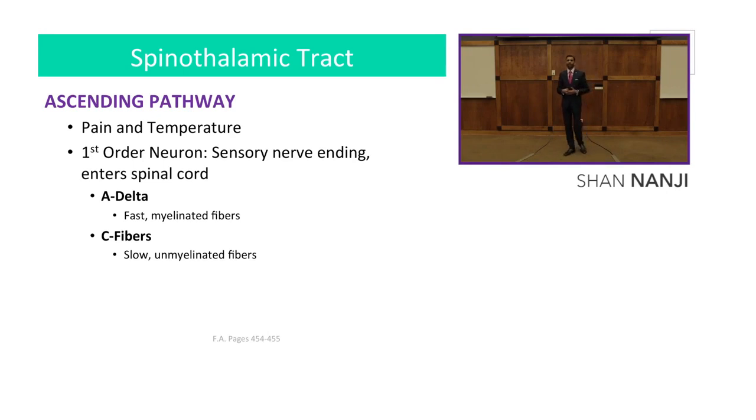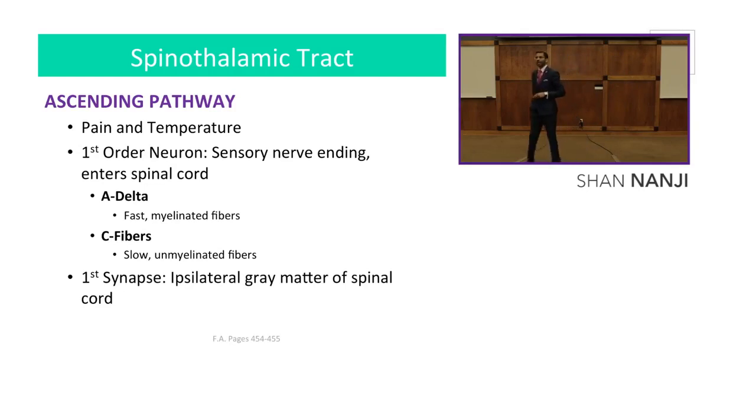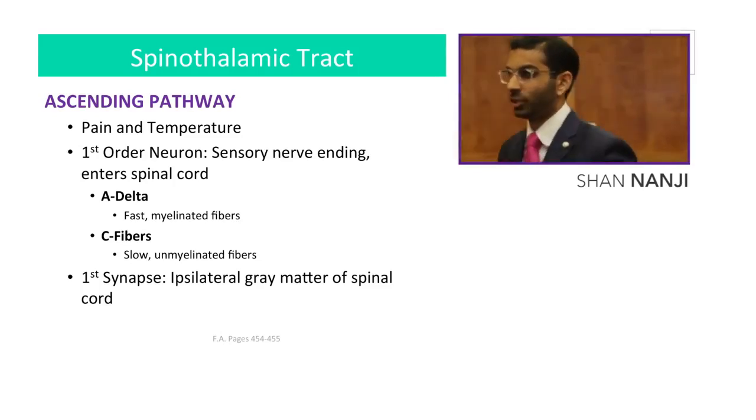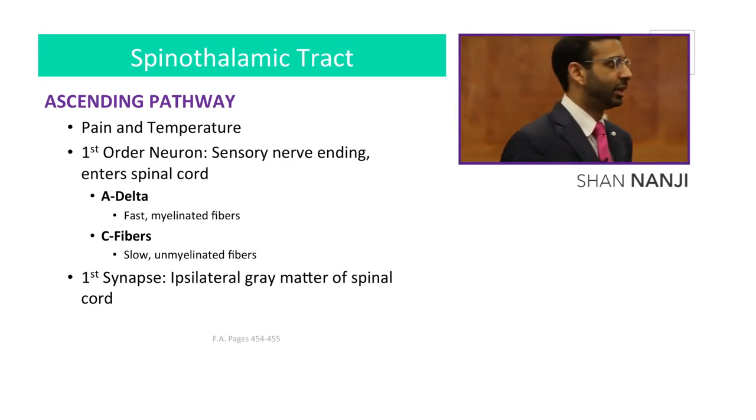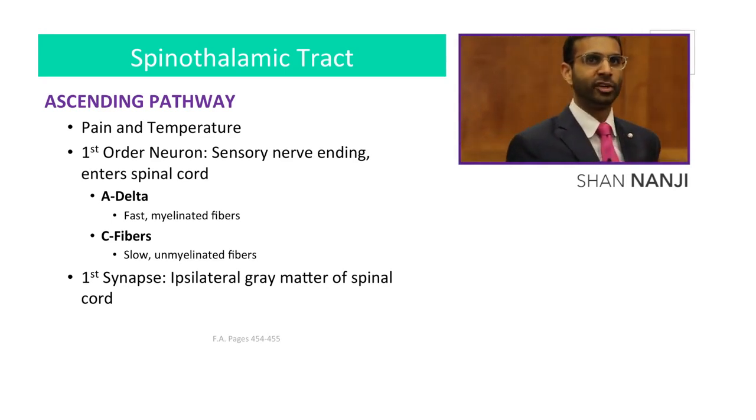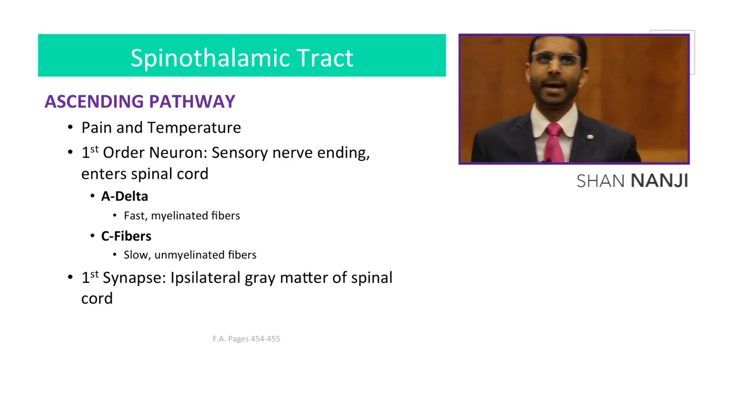So the first order neuron is your sensory nerve ending, and it enters your spinal cord, and these are your A delta and C fibers that we discussed. So that's your first order neuron. Your first synapse is in your gray matter, ipsilateral gray matter of your spinal cord. Don't worry about this right now. I'm going to explain to you why it matters in a second. So your first order neuron, we said, is your C fibers or your A delta fibers. Then we had your first synapse in the ipsilateral gray matter of spinal cord.